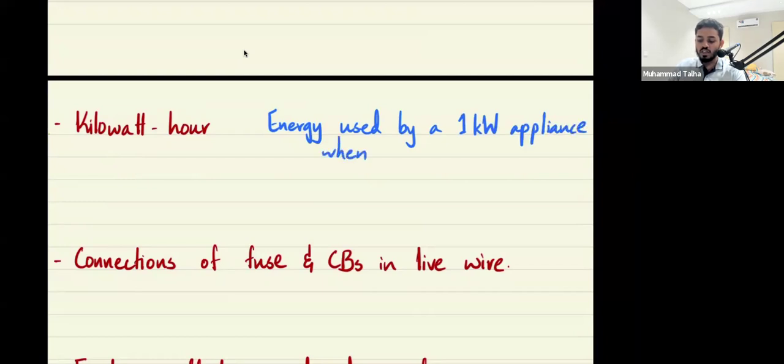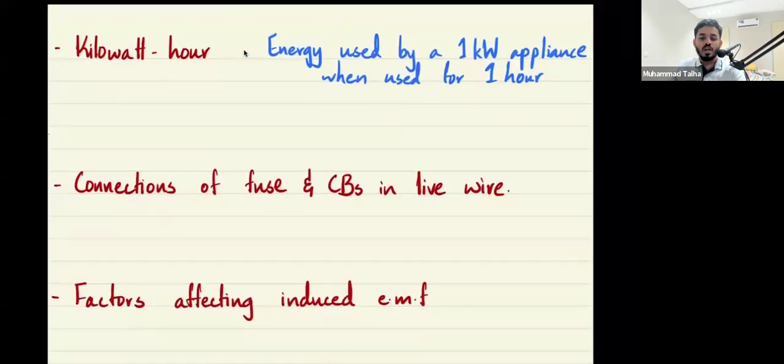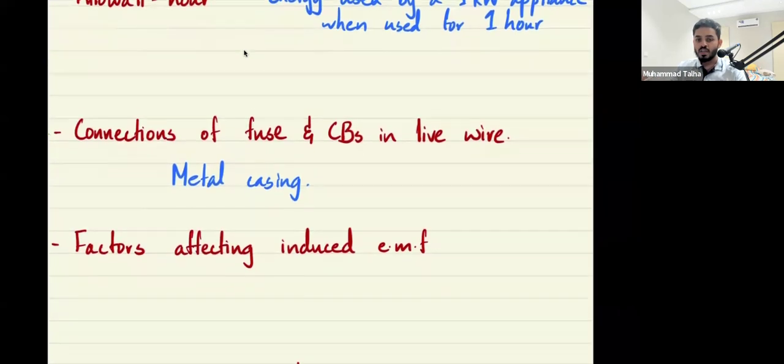And literally the only thing you need to take care of when using this formula is to make sure that your power is in kilowatts and your time is in hours. And then you just multiply them together. That's all this is. Why are fuses and circuit breakers connected in the live wire? So this is in the context of a metal casing. Because if you do not connect it to a live wire, and instead you connect it to a neutral wire, the circuit will be broken, but the casing could still be live, right? So that's why you do it in the live wire so that the casing is not live.